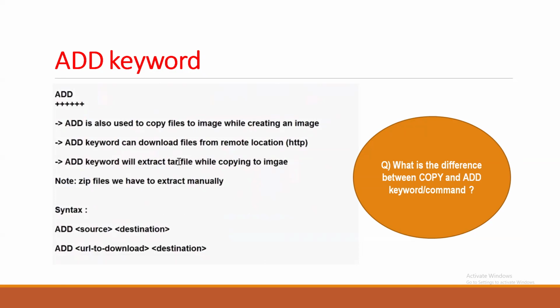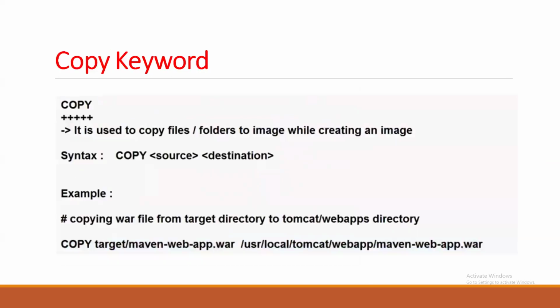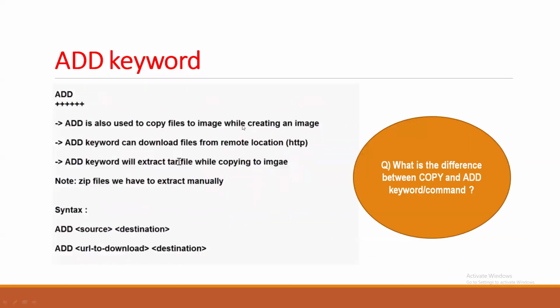The add keyword can download a file from a remote location. The add keyword will extract a file while copying to the image. So what is the difference? Copy just copies files and folders from the source to the destination, but it will not download the file from the remote location. The add command will download files from a remote location over HTTP, and it will extract a tar file while copying to the image.